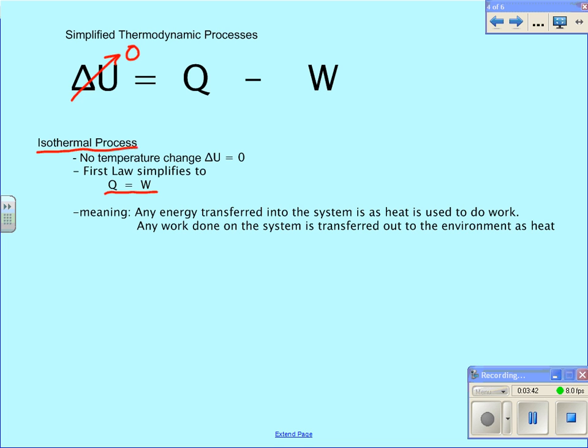The meaning of this would be that any energy that's transferred into a system as heat is used to do work. So we put energy into the system, and it's going to expand into its environment. Any work done on the system is transferred out to the environment as heat. So if we compress the system, we shed that energy into the environment as heat. So in this case, no change in temperature, no change in internal energy.